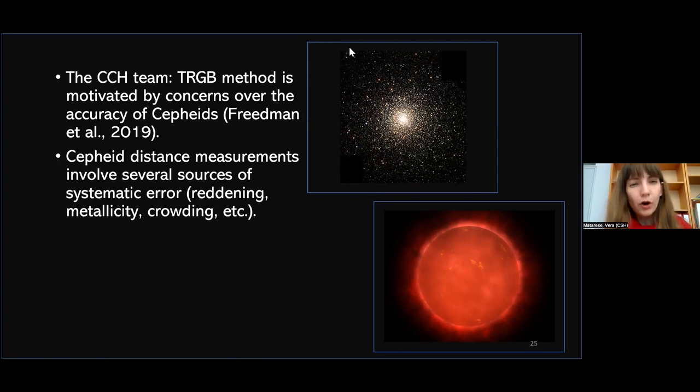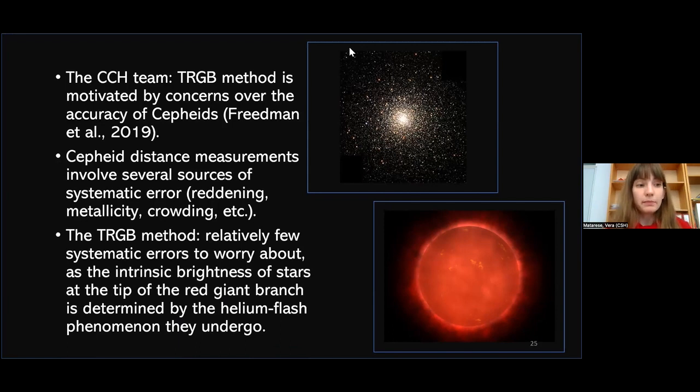This is because the Cepheids normally have lots of problems with systematic error, and there might be also problems that we're not really considering. So the SH0ES team were considering reddening, metallicity, and other things, but there might be some systematic errors we're not aware of. So then the TRGB method comes and says, look, we are very sure about the intrinsic brightness of the tip of the red giant branch star, because it is determined by the helium flash phenomenon that we understand very well. So probably this is the safest method to actually calculate the distance. And we can use this to test whether the source of systematic errors in the SH0ES program comes from the Cepheids, the standard candles used for intermediate distance.